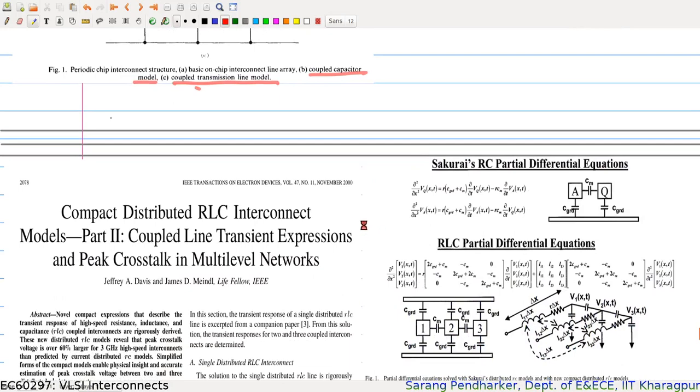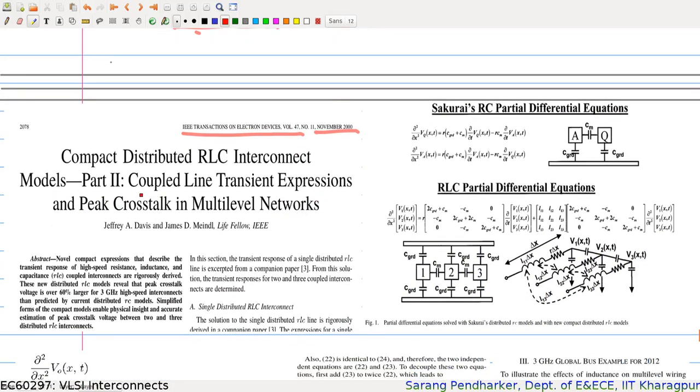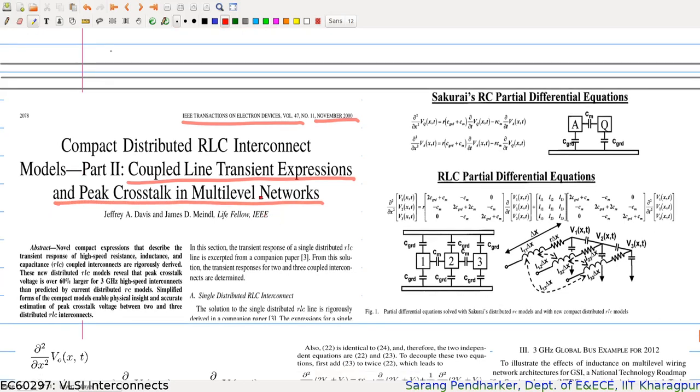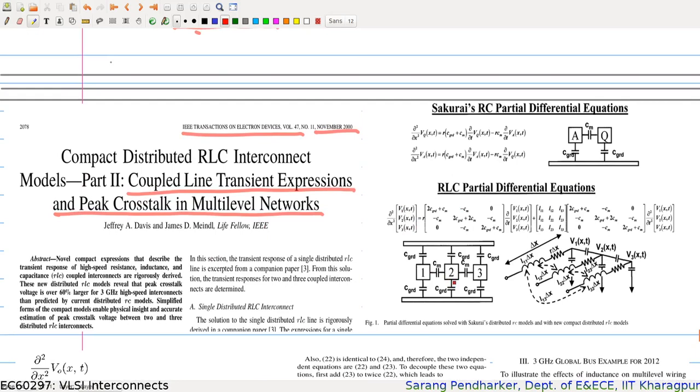Then the next paper I want to refer to is from 2002. It's in IEEE Transactions on Electron Devices. The paper is on coupled line transient expressions and peak crosstalk in multi-level interconnect. Basically they are also talking about the same thing, but here you can see there are three interconnects now, and if you look at this RLC partial differential equations, this should be now familiar to you, right? So this is only for the case of capacitive coupling.